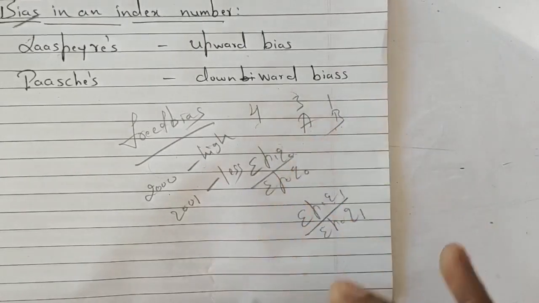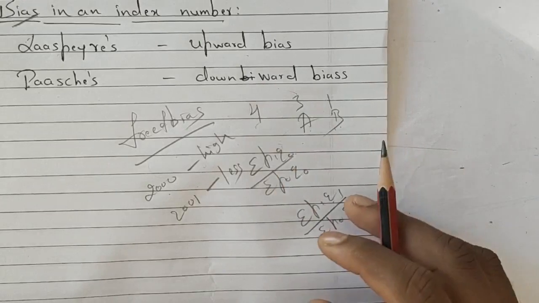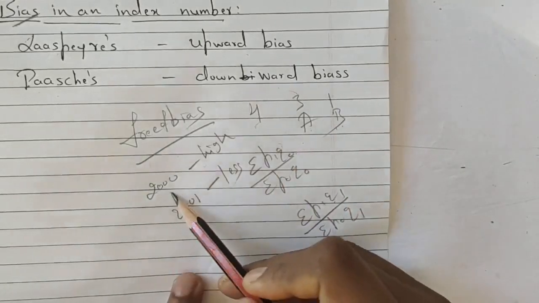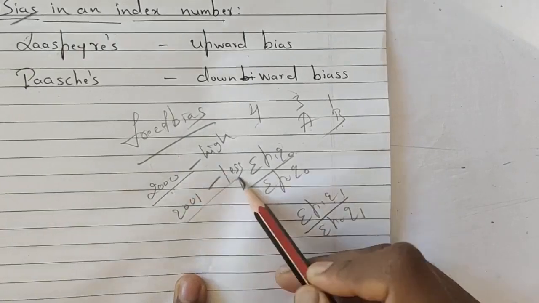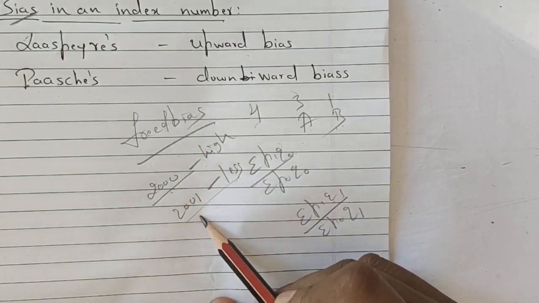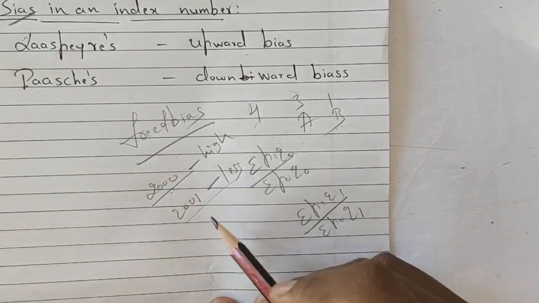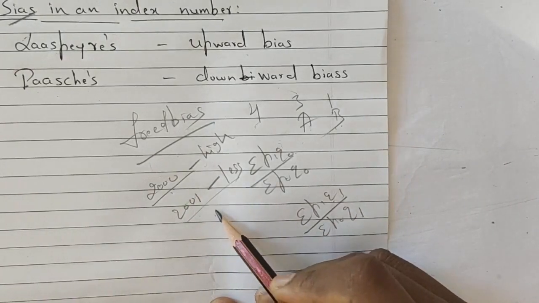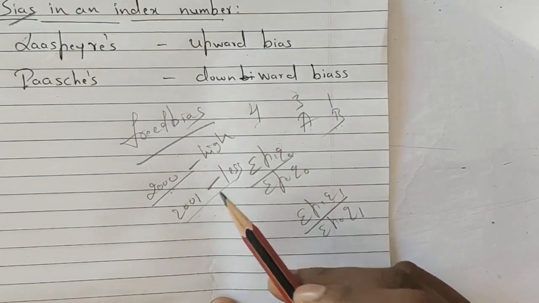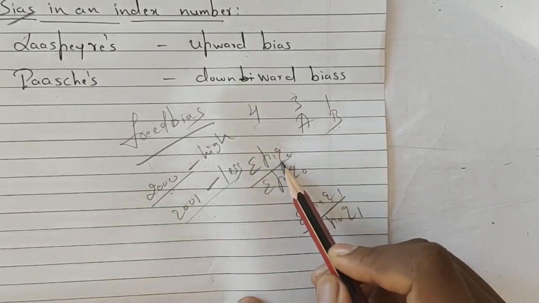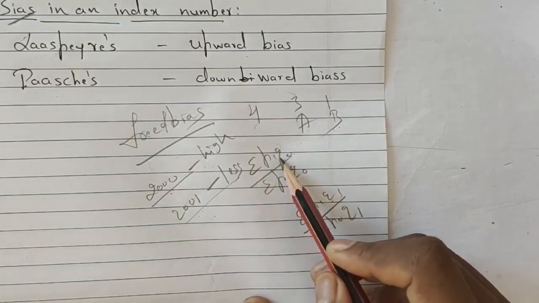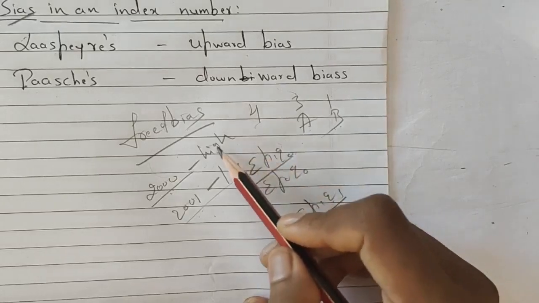So there will be a variation, right? Here the sales of the product are high in 2000 and less in 2001. Okay, now if I consider Laspeyres, we take base year as weight, right? In Laspeyres we have taken base year as weight. So then our answer will be high.